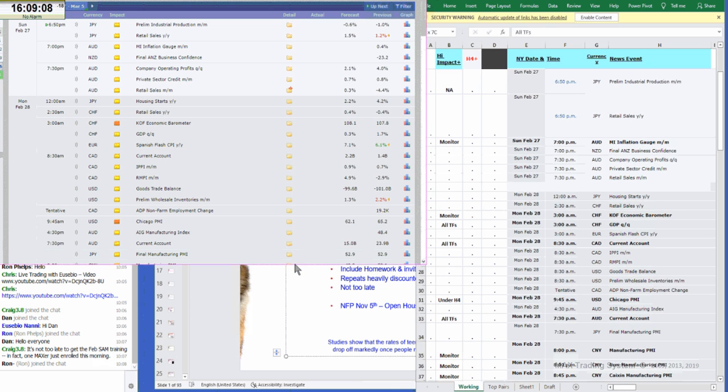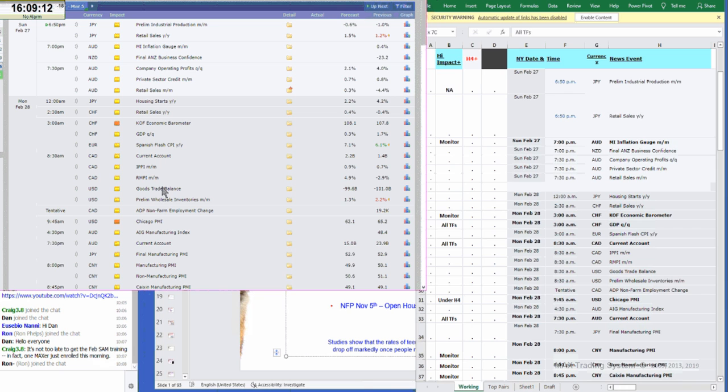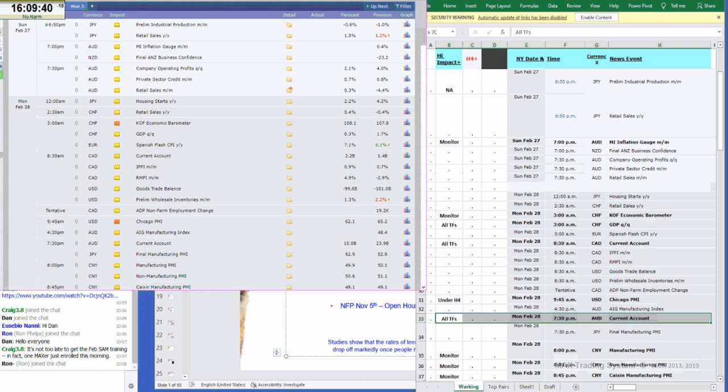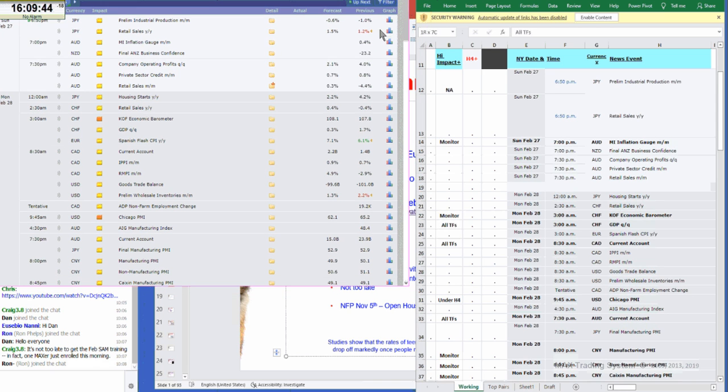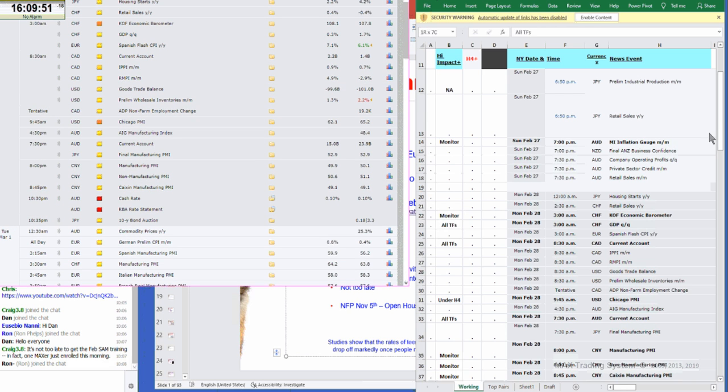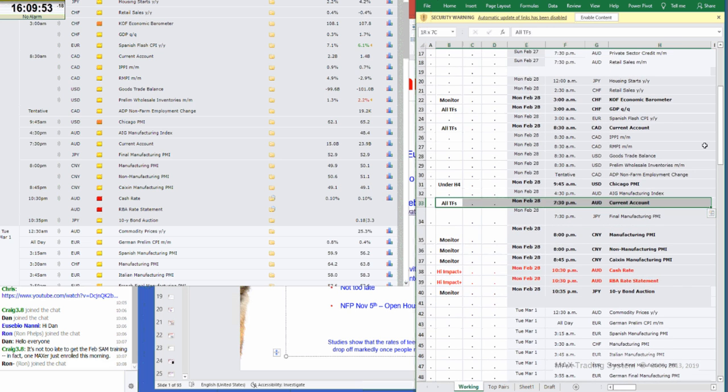Okay. So on Monday, we were on the Swiss GDP. Okay. The CAD current account, all time frames. The US dollar Chicago PMI under H4. Aussie current account, all time frames. And I will monitor the Chinese manufacturing PMI, non-manufacturing PMI, and Asian manufacturing PMI. Okay, hang on, let me just move that across. Tuesday is not, Monday is not finished yet.